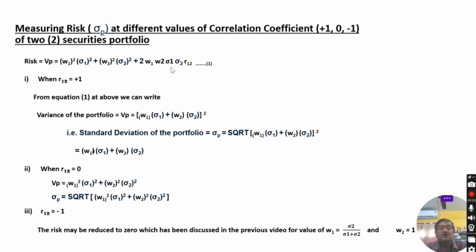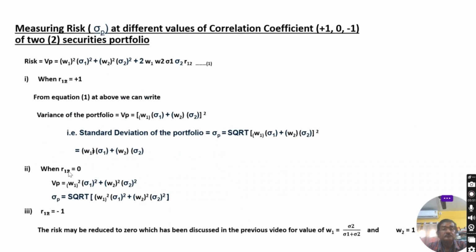One thing again I would like to mention here, that it is understood that W1 plus W2 is equal to 1 always, as there are two securities and W1 is a proportion or percentage for security 1, and definitely W2 will be equal to 1 minus W1, because the total sum will be equal to 1.